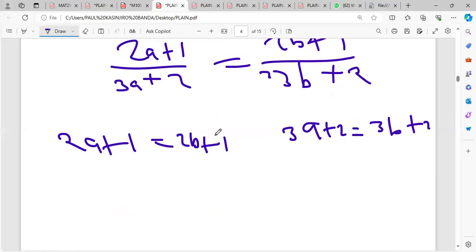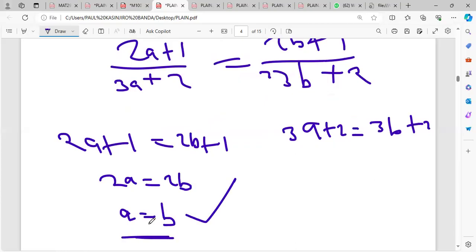So if one of these follows the other, it will just be 0. So it will be 2a equals 2b. Then you divide both sides by 2, and you get a equals b. Okay, so here it's satisfied, that is 1-to-1.